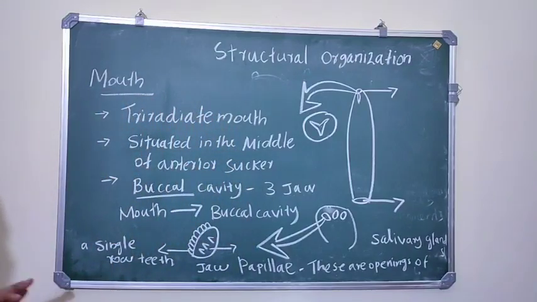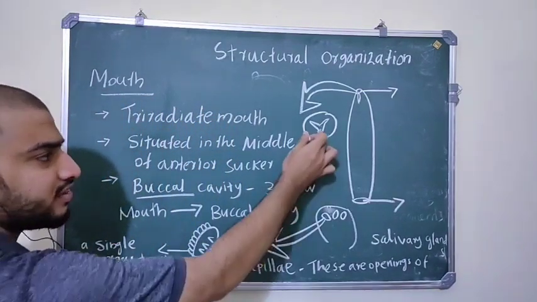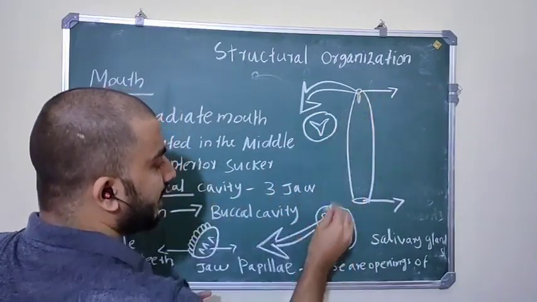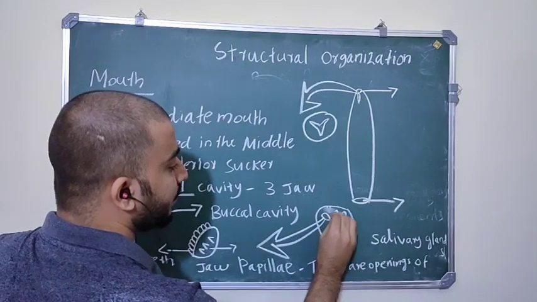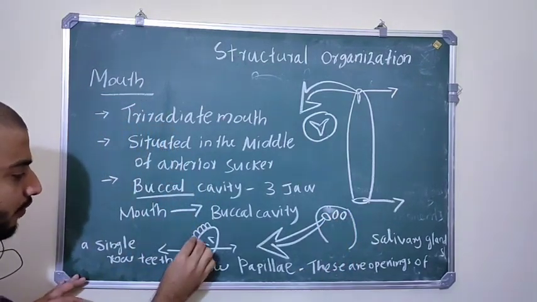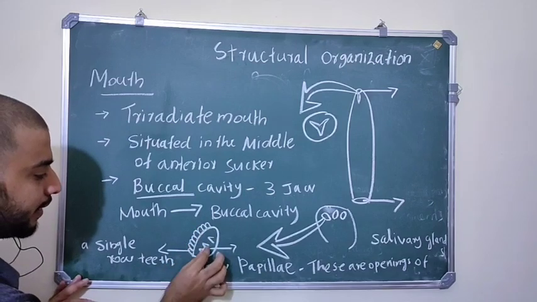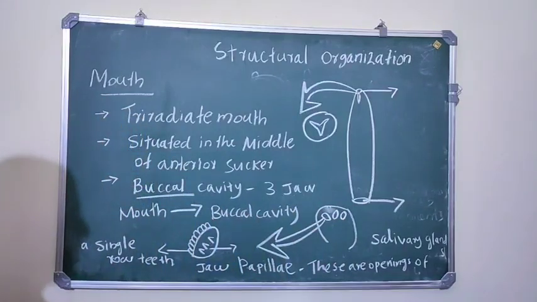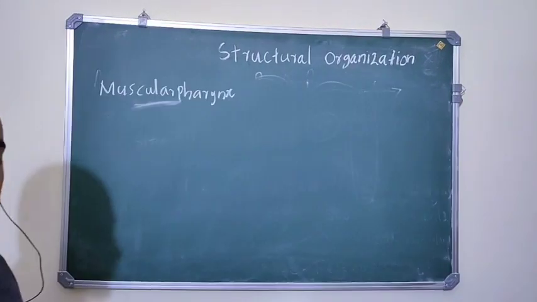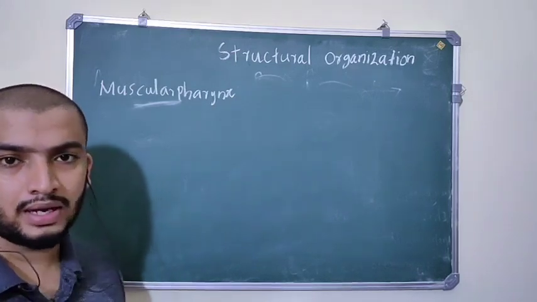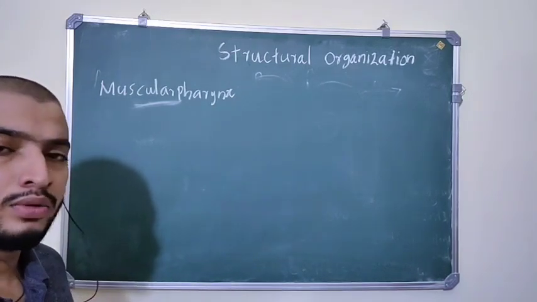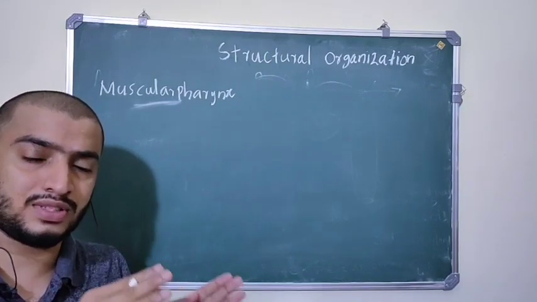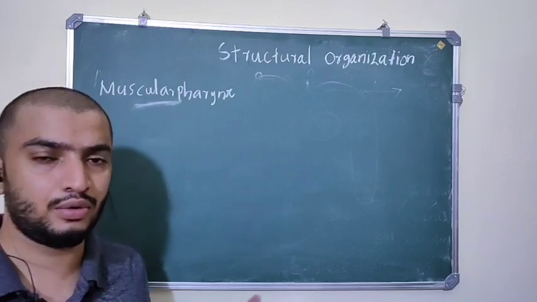So these are the main important points about the mouth. The mouth is triradiate and leads to the buccal cavity. In this buccal cavity, 3 jaws are present, provided with a single row of teeth and papillae, and these papillae are the openings of the salivary glands. Okay, don't forget these points. I forgot one point: the mouth and buccal cavity are present from the first segment to the fifth segment. Don't forget that.